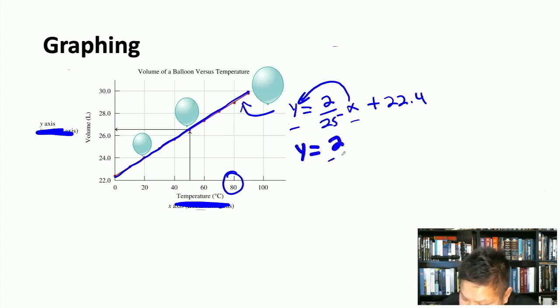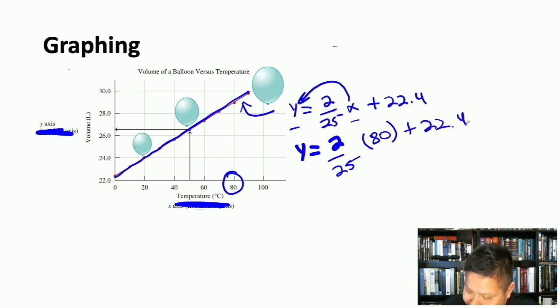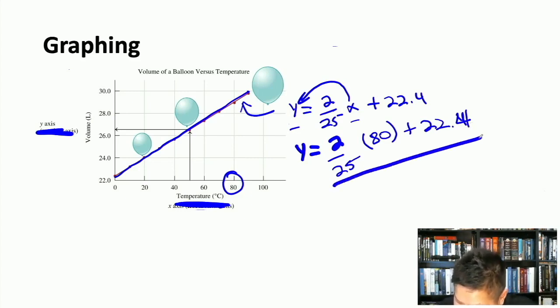y equals 2/25 times x, and what is x here? It's 80, because that's the temperature we want to figure out the corresponding volume for. Plus 22.4, which is the y-intercept. Sorry, my 4s look like 6s, but that's okay. And now you just do this very simple math right here, and you can figure out the corresponding volume to the temperature of 80 degrees.